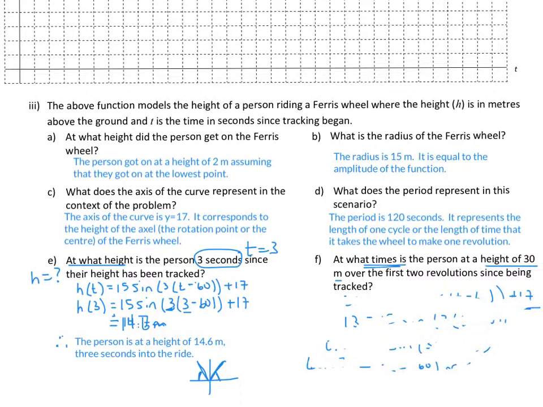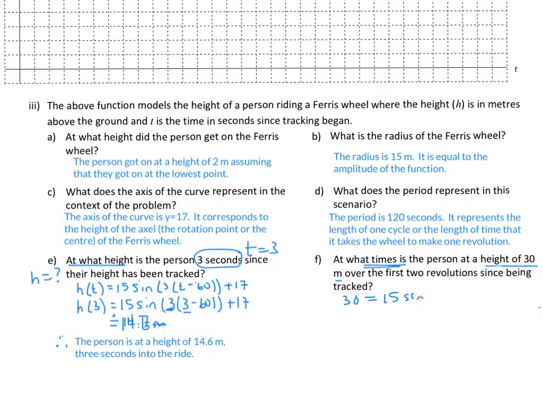What time, so we're solving for time, is the person at a height of 30 meters over the first 2 revolutions since being tracked? So if we put 30 in for our height, we're going to have 30 equals 15 sine of 3t minus 60 plus 17. And what we're going to do at this point is isolate for the t. We want to get t by itself.